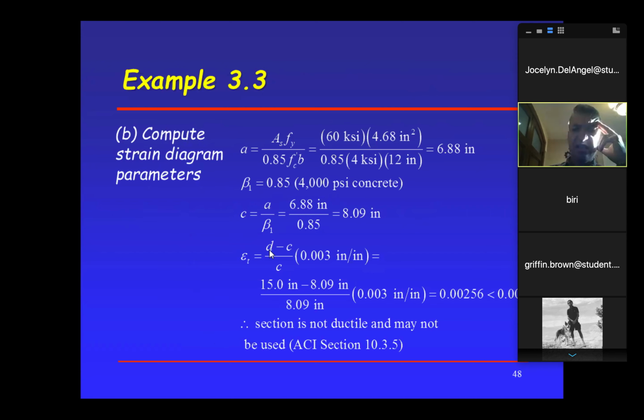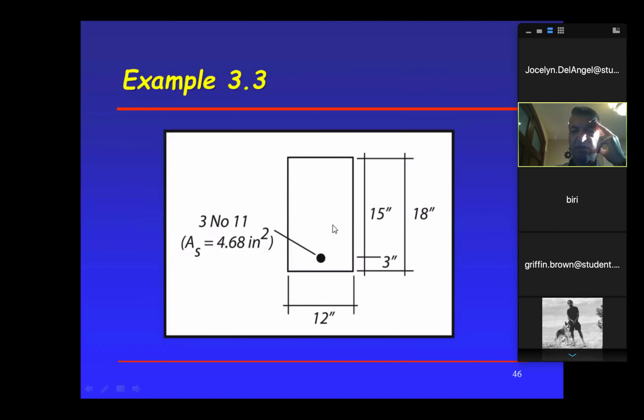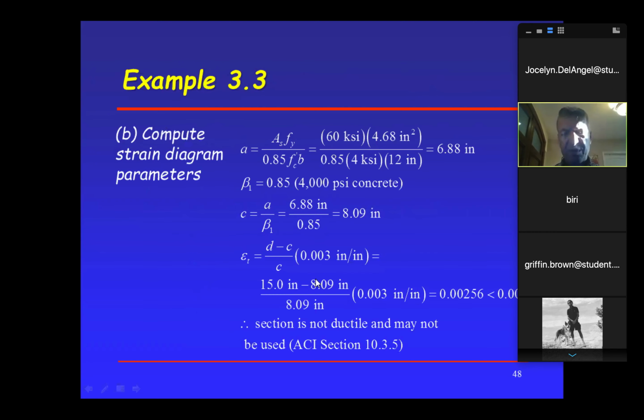I know d and c. c is 8.9 and d, what is d? Look at the figure. d is 15 inches from the top to the center line of the bar. So then that epsilon t gives me 0.00256. Okay? Let's see where that puts us on the chart.